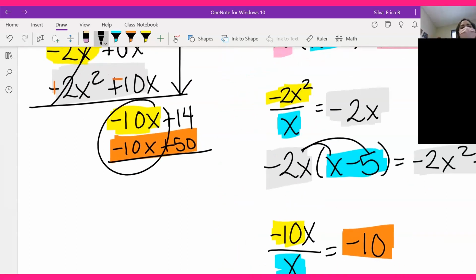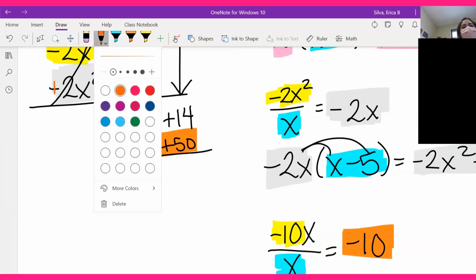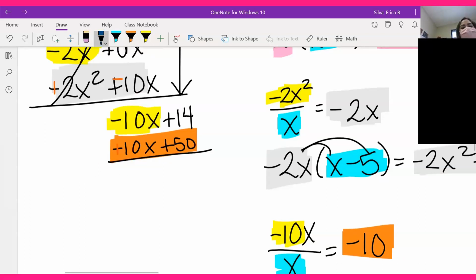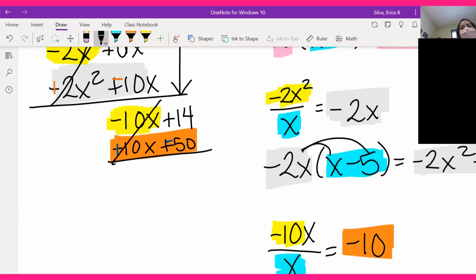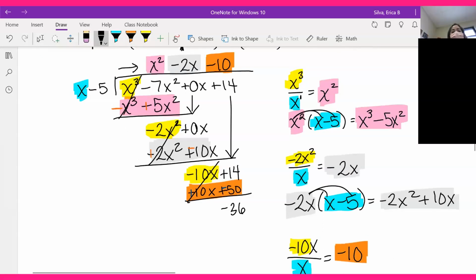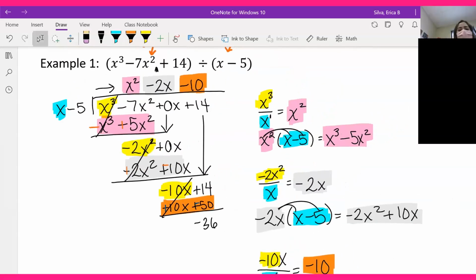We double check they're exactly the same. They are. So now we change the sign. This becomes positive. Oopsie. And this one becomes a negative. These cancel. We get negative 36. And because there's nothing else to bring down, this becomes our remainder.